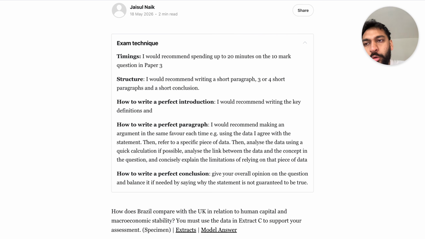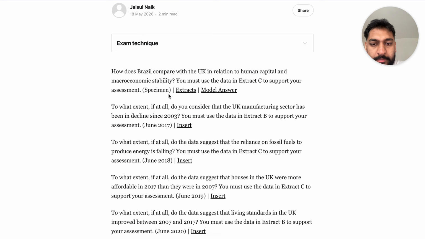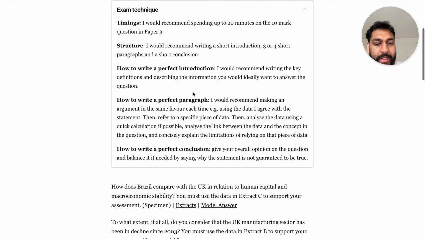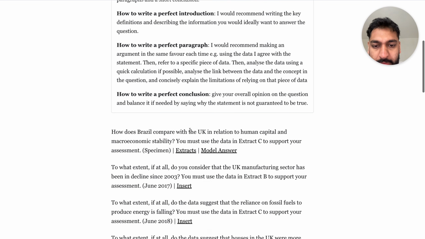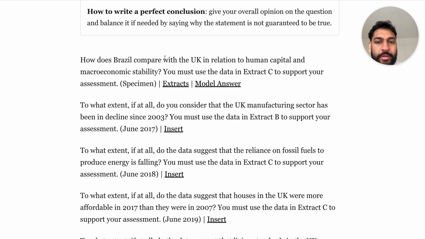So what you need to do is start by writing the key definitions if any of them are necessary. For example, in this question, I would define or describe macro stability. Now, you don't have to have a perfect word for word definition, but you need to show that you understand what macro stability means. Macro stability might mean referring to limited trade-offs between the 4 objectives, or achieving both economic growth and stable price levels and low unemployment. You should be able to describe that human capital refers to workers' skills and knowledge and health.